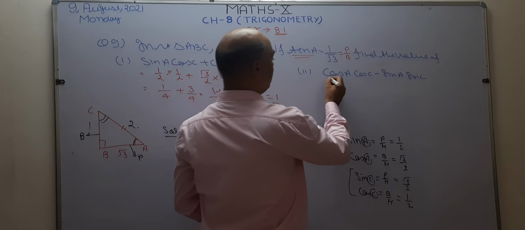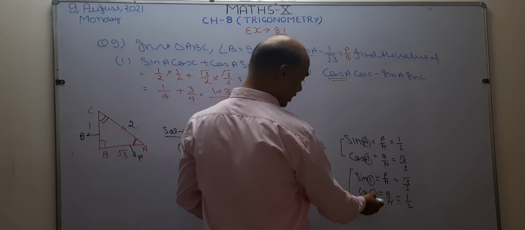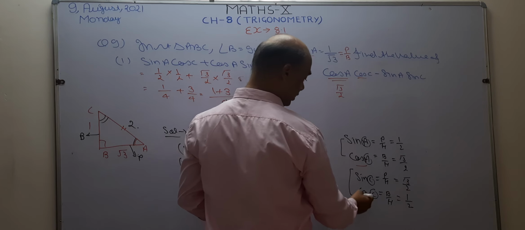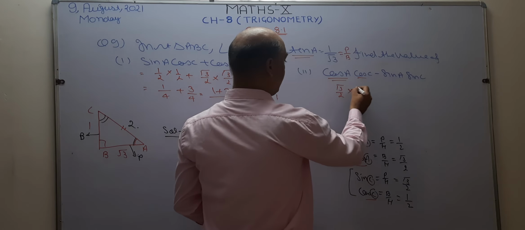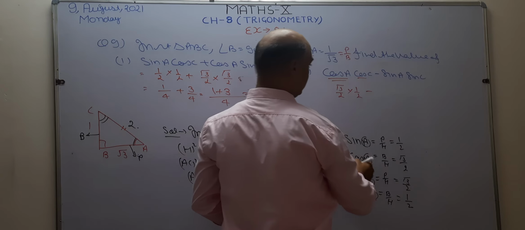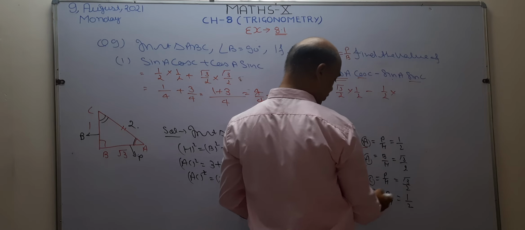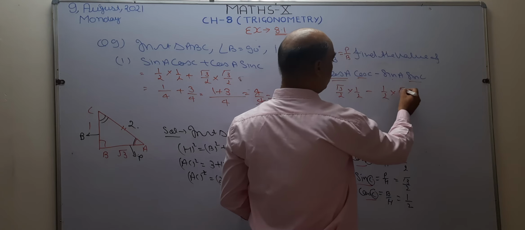In the second part, what is given? Cos A. Value of cos A is root 3 by 2. Write here root 3 by 2. After that cos C is there. What is the value of cos C? 1 by 2. Write here 1 by 2. After that minus sign is there. Sin A. This is sin A. Sin A is 1 by 2. After that sin C. This is sin C. This becomes root 3 by 2.